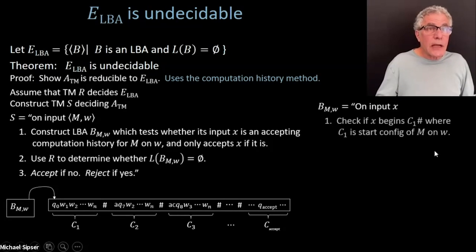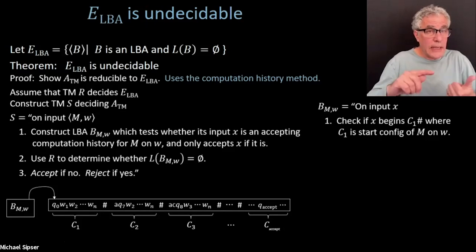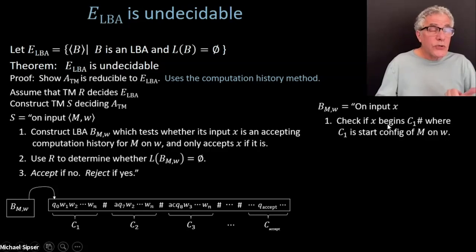So on input X, the way it's going to proceed, it's going to first check to see whether X begins in the right way. Because this LBA knows M and it knows W. So the very first thing is it takes a look at the first part of the string up to the pound sign. If there's no pound sign, if you're going to just feed junk in, it's going to be easily identifiable as junk.